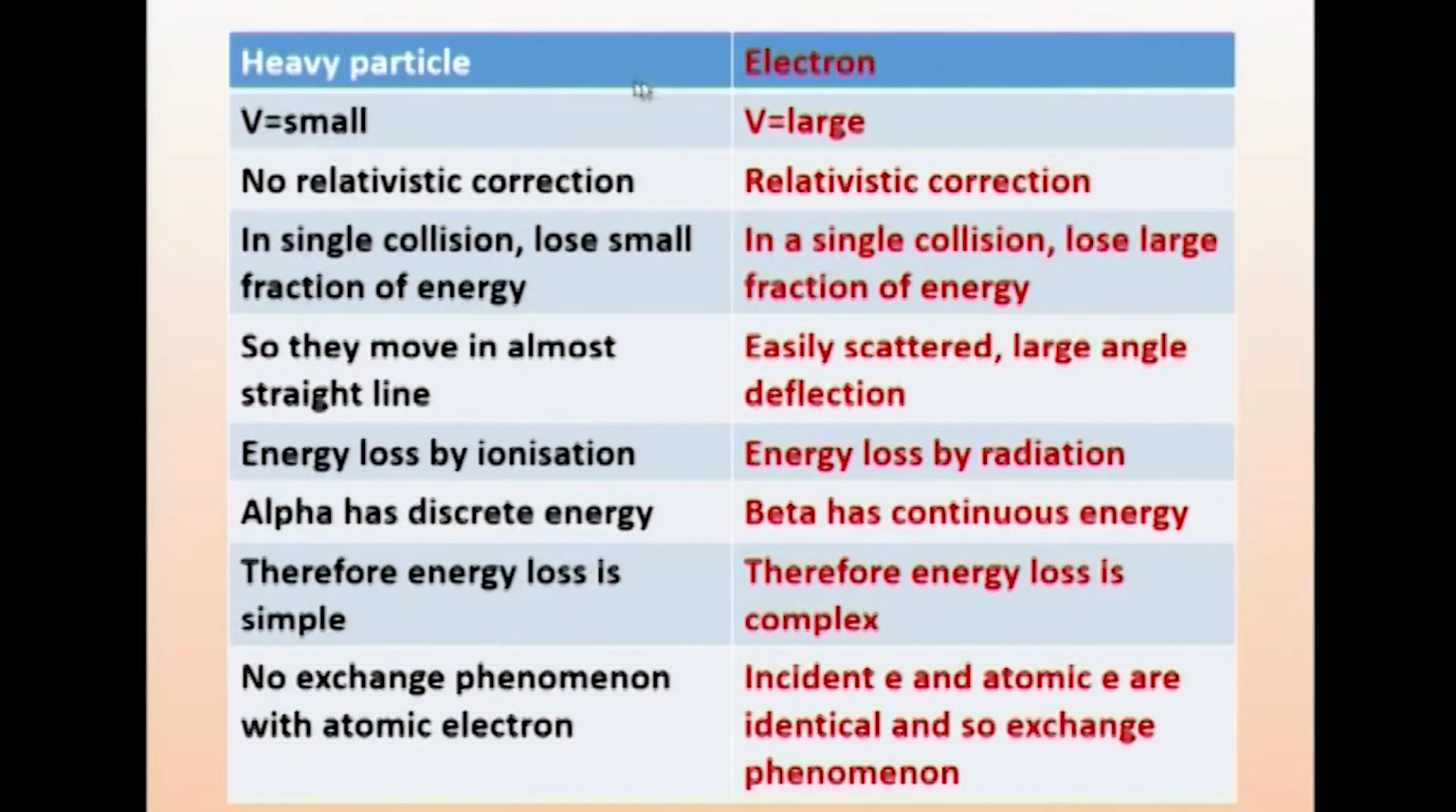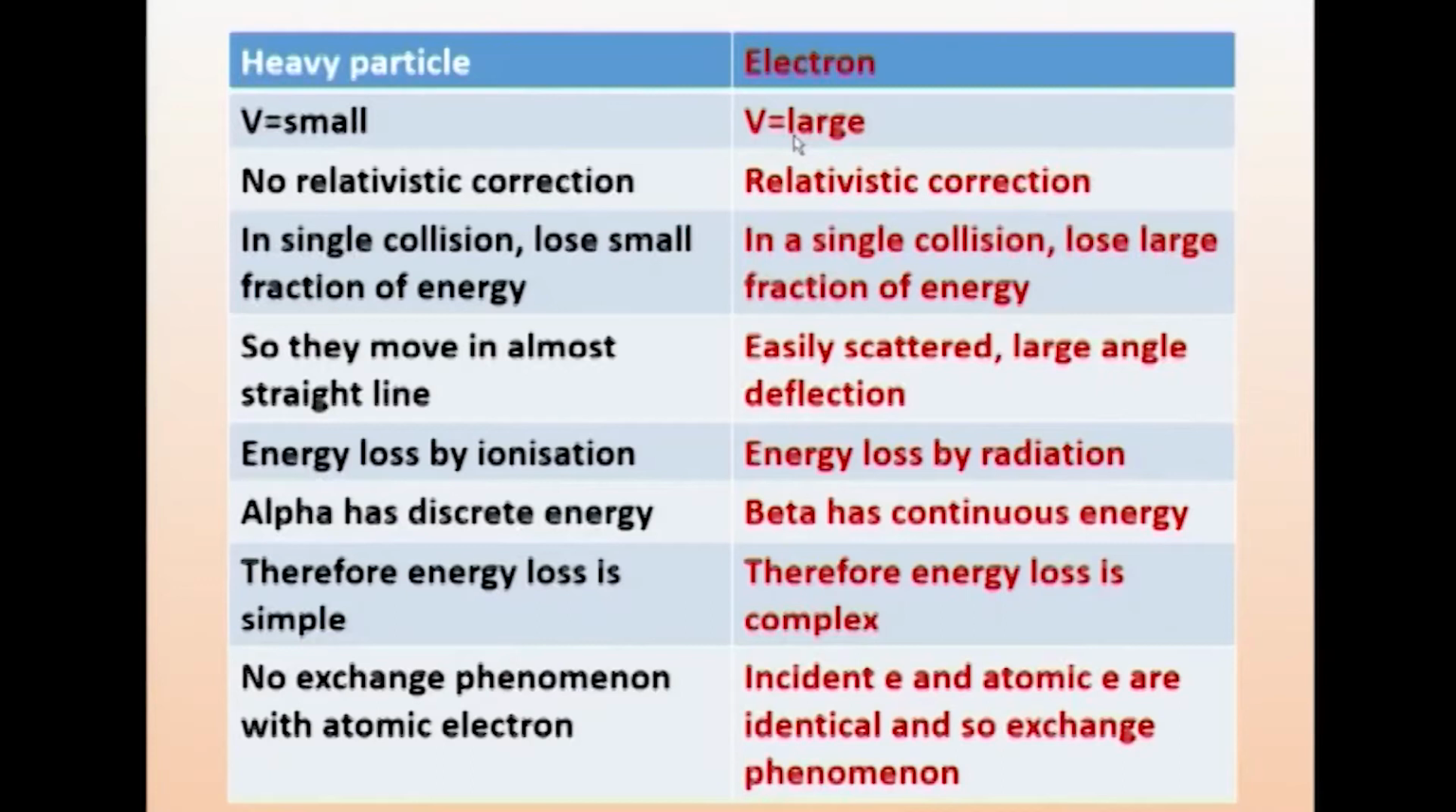Now, we will just compare. We have talked about heavy particle and electron. Both are charged. For heavy particle, we are talking about alpha particle, which is positively charged. Or think about electron, it is a charged particle with a negative charge. Now, when they are bombarding a material, any matter, what is the comparison? We make a comparison for heavy and electron.